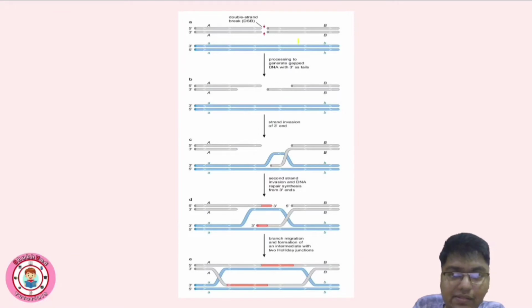So we can see here the double strand break. After the double strand break, processing takes place to generate single strand tails, overhangs basically. So these are the overhangs. These are generated. Then strand invasion of the 3' end will take place. Strand invasion means this overhang will move inside the other homologous chromosome, invading into it.